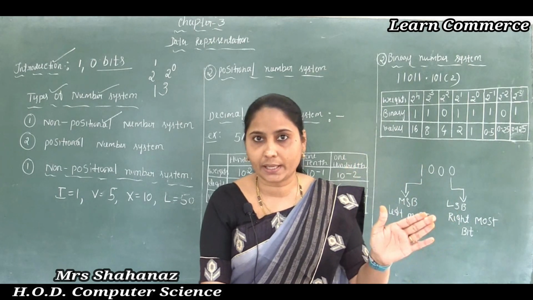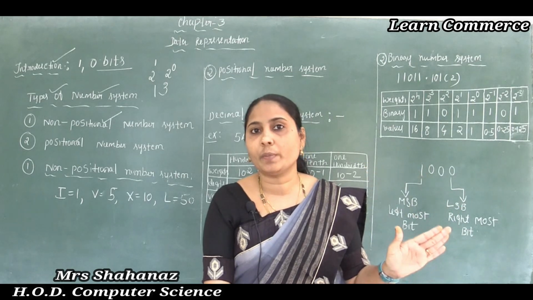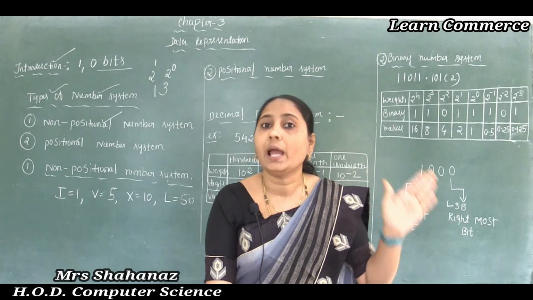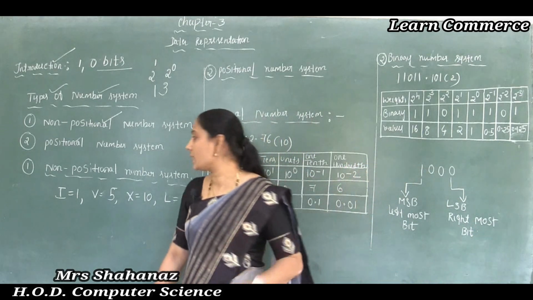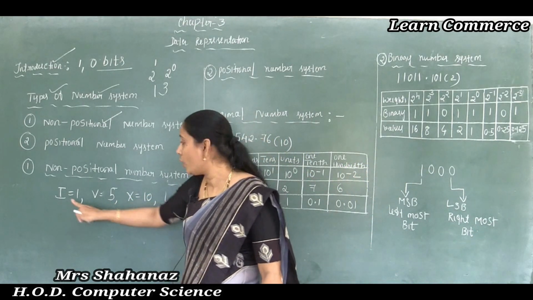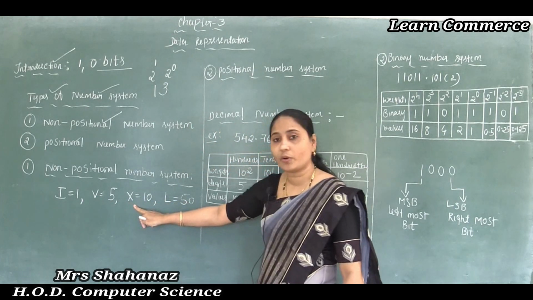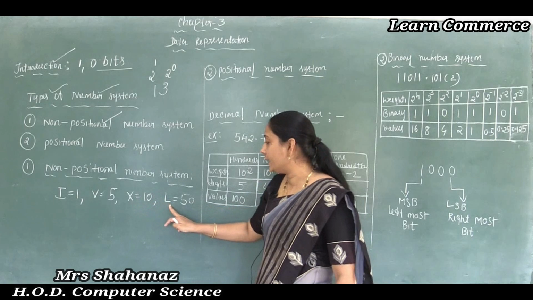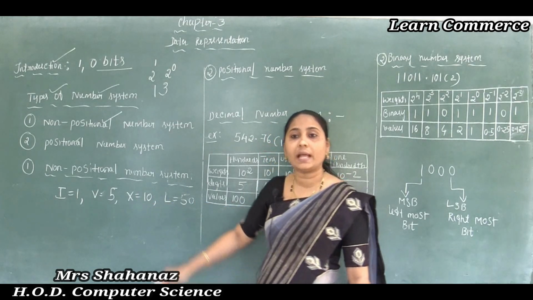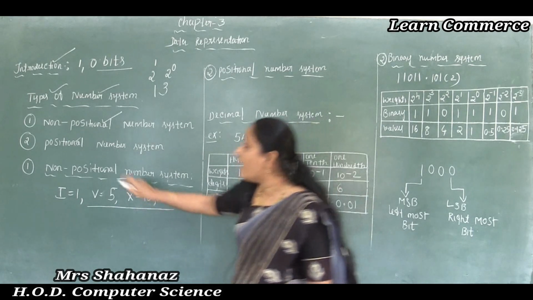As I already said, the non-positional number system consists of different symbols. Correct, no? All those symbols are used to represent the numbers. So the symbols are: the first one, I is equal to 1, V value is equal to 5, X value is equal to 10 in this case, and later L value is equal to 50. That is what we call the symbols.